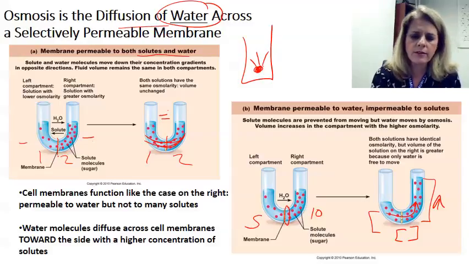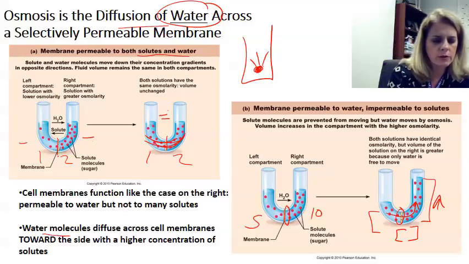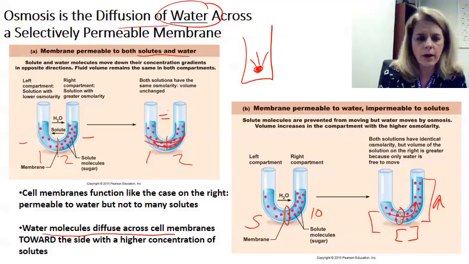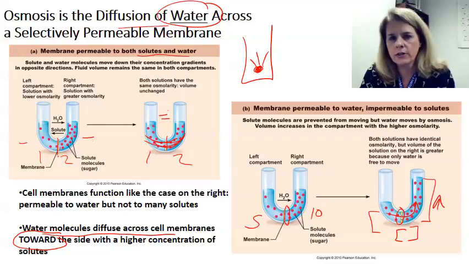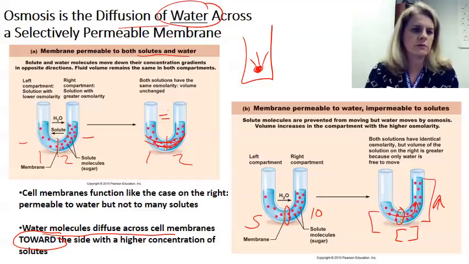So cell membranes are selectively permeable. The water molecules are going to diffuse across the cell membrane toward the side with a higher concentration. So the water moves to the area of higher concentration of solute. That's osmosis. It's a special form of diffusion.